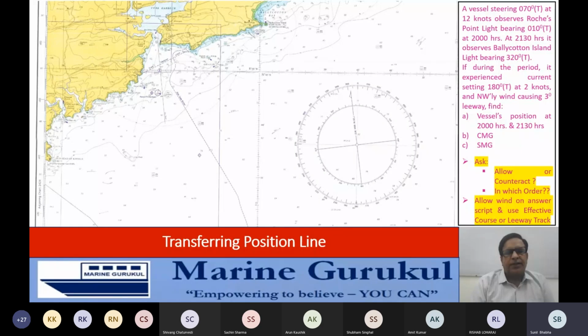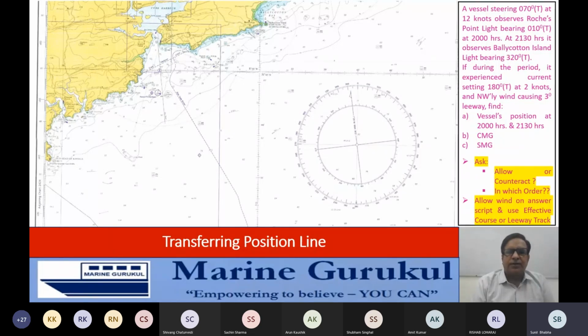Now the base question remains the same. Only thing is we have the current as well as the wind both acting in the area now. So we will be plotting using both of them.